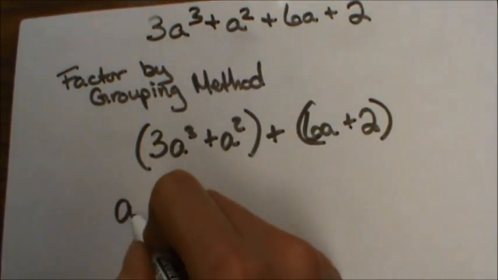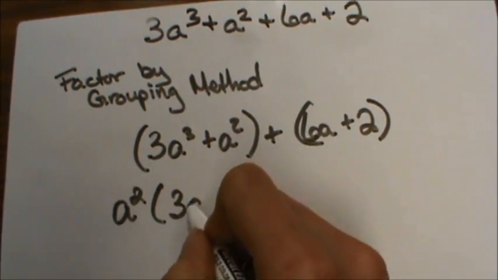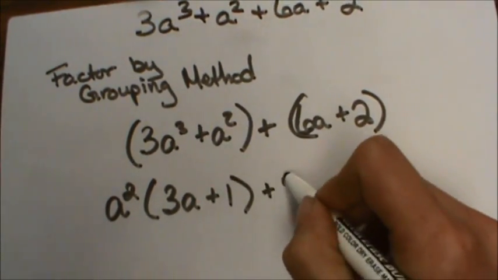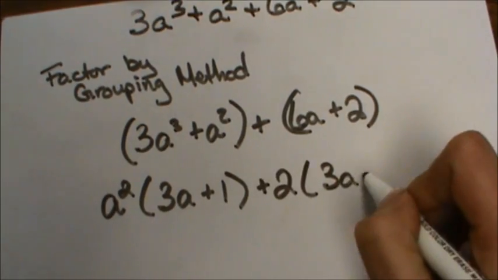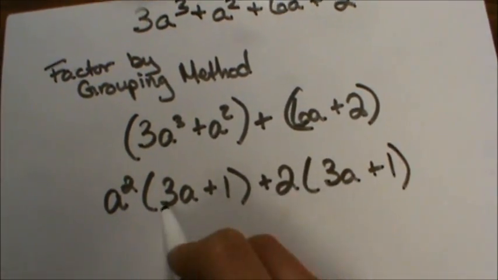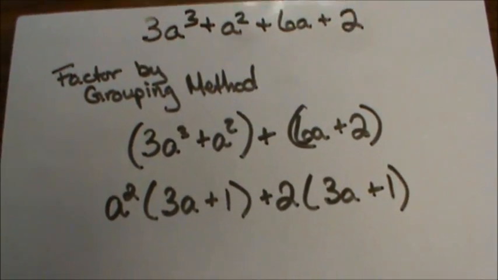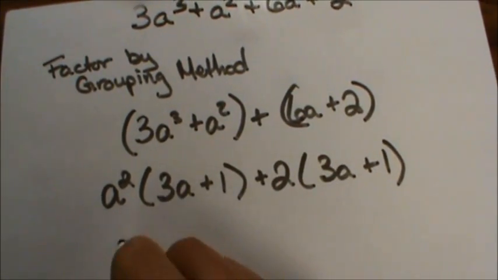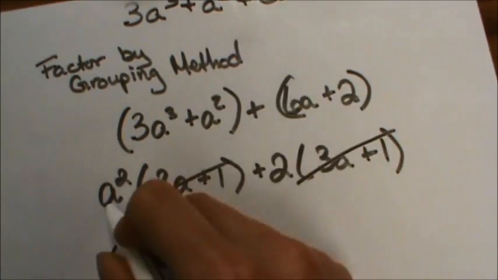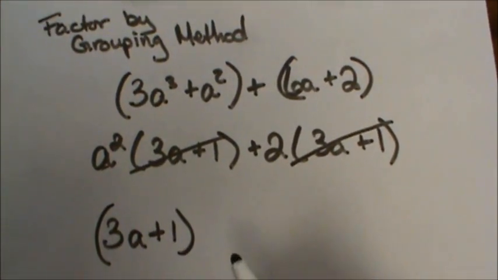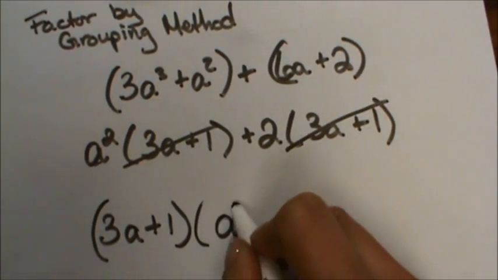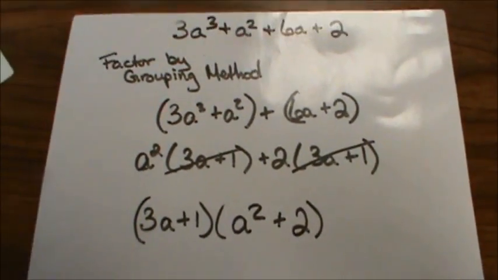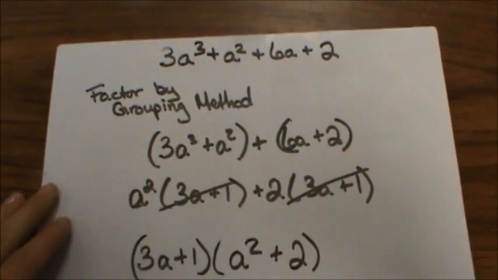These two both have the a squared in common. These two both have a 2 in common. What's left over in parentheses they have as a common factor. We're putting it out in front and writing what is left over, a squared plus 2. This is the same result we got using the box method.